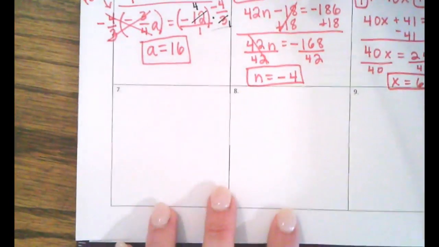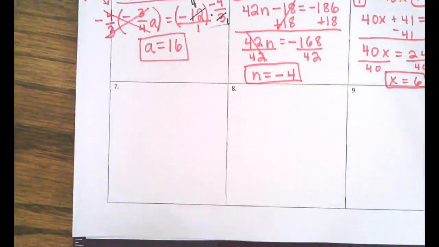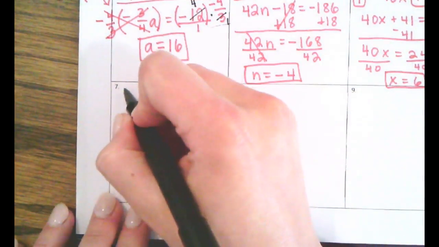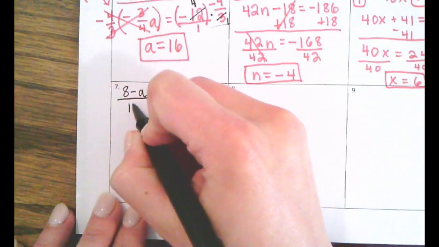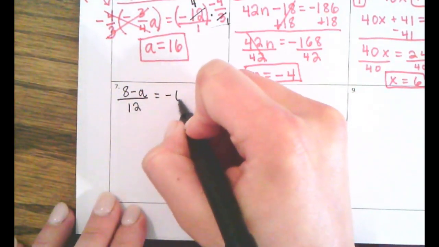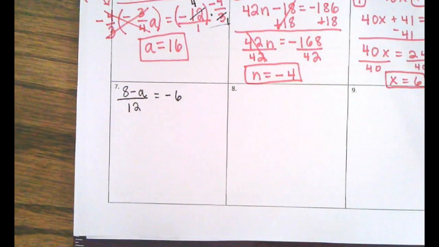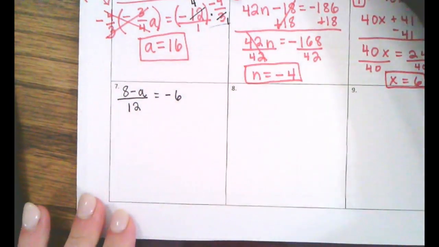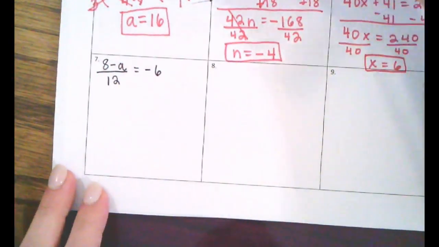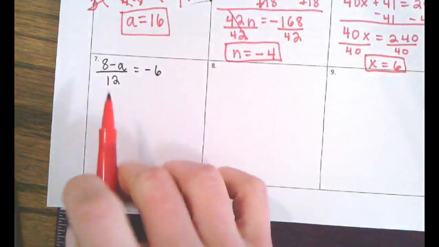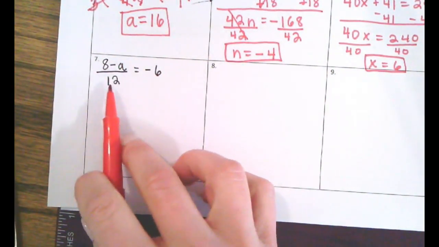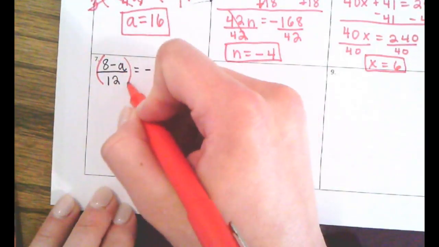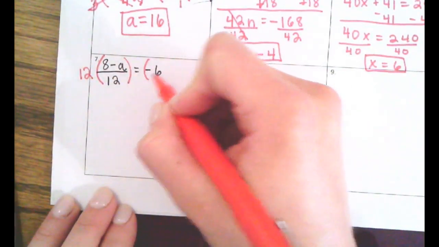Moving on down to number 7. This one's a little bit different, so we are going to work it together. We have 8 minus a, all divided by 12, equals -6. Now usually we do addition and subtraction first, and then we get rid of multiplication or division. However, this entire problem is divided by 12. So my first step for solving, I'm going to multiply both sides of the equation by 12.